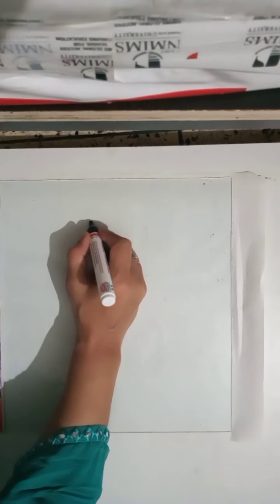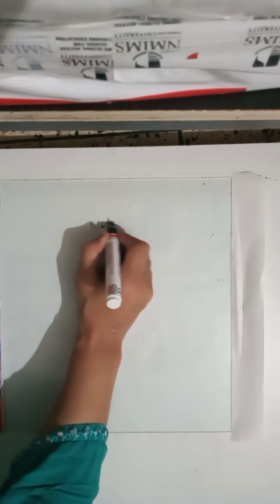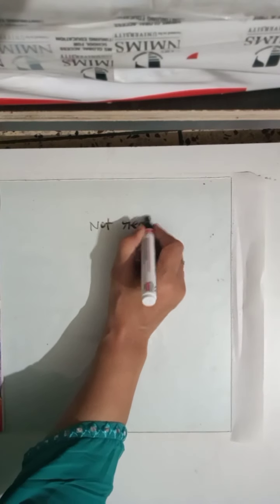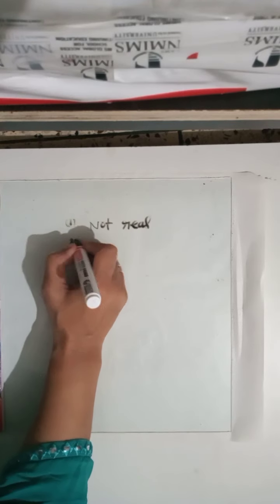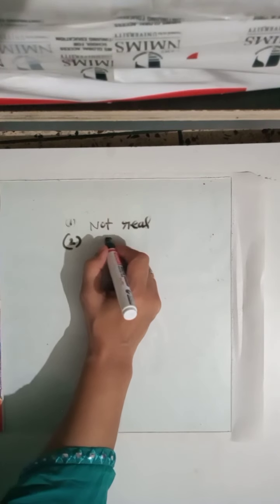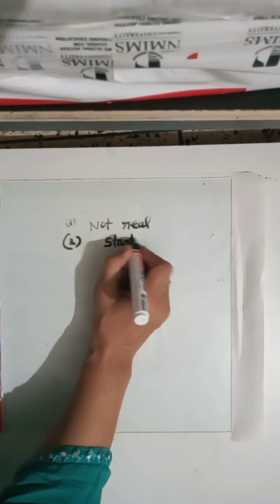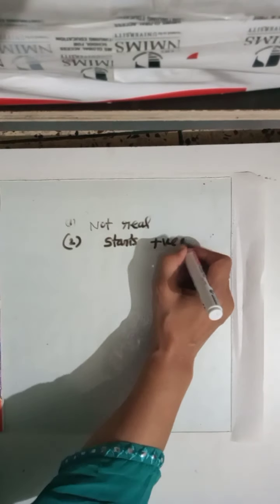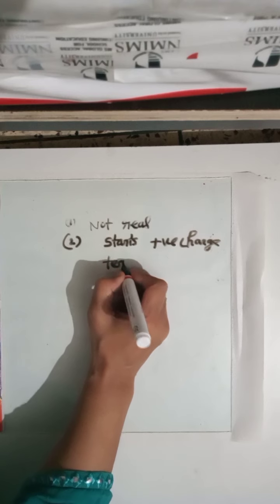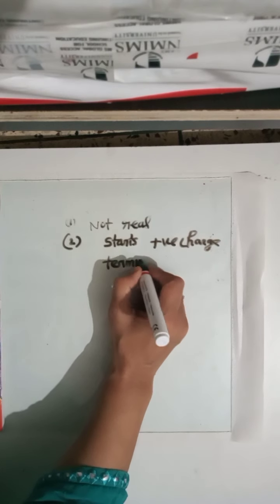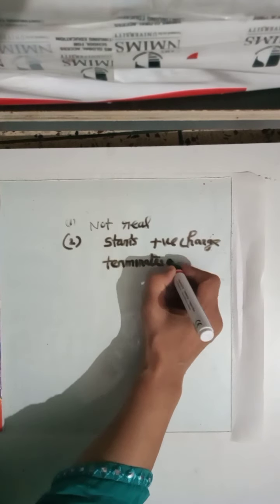The first point is these are the imaginary lines. Number 1, they are not real. Not real means imaginary lines. In actual practice they do not exist. Number 2 point, they always start from which charge? From positive charge, and terminate at which charge? Terminate and end, you can say, at negative charge.